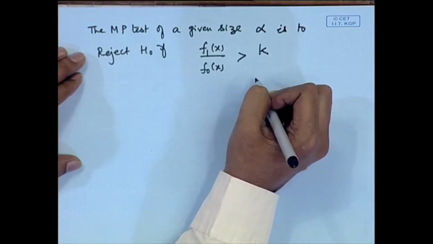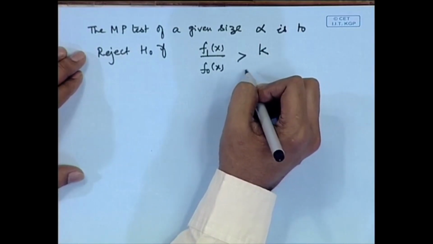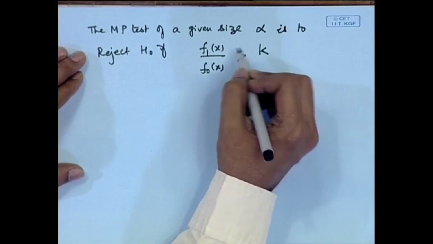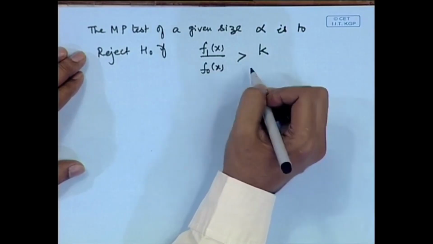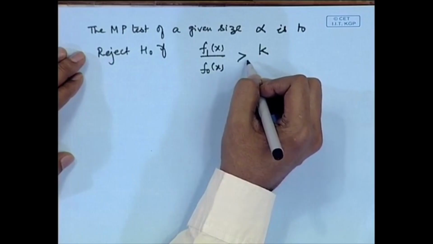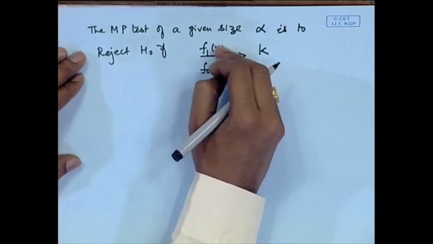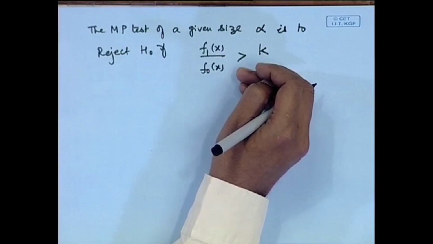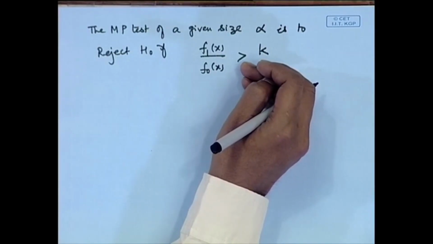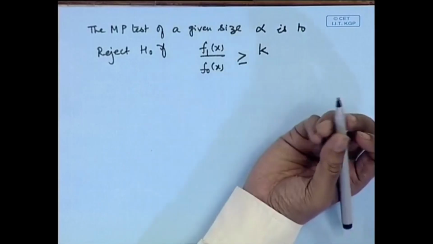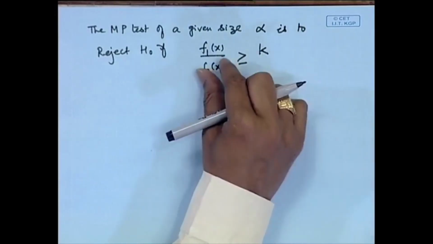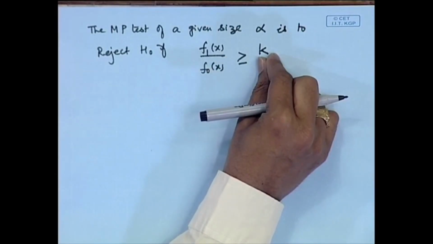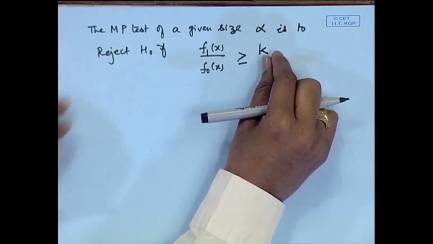Since it is a continuous distribution, we will be able to achieve the exact level alpha by a non-randomized test itself. So, we need not put here gamma for f 1 x by f naught x equal to k. We may just consider f 1 by f naught greater than k or greater than or equal to k, it does not make any difference here, because the probability of the equality will be equal to 0 for the case of a continuous random variable.